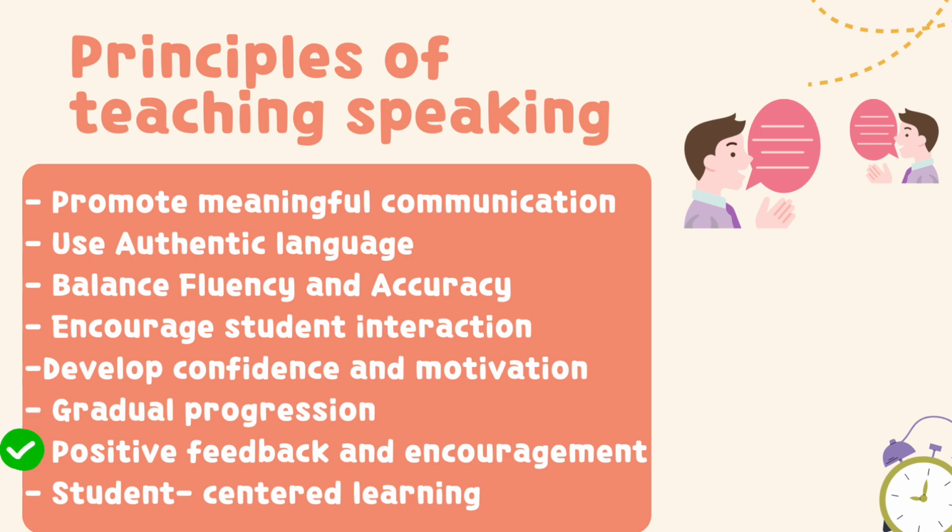Then gradually introduce more complex grammar and vocabulary as students' proficiency improves. Positive feedback and encouragement means provide regular and specific feedback, focusing on both strengths and areas for improvement. Encourage students to continue practicing and improving their speaking skills. Example: instead of simply saying "good job," use specific feedback, such as, your pronunciation of this word was excellent.